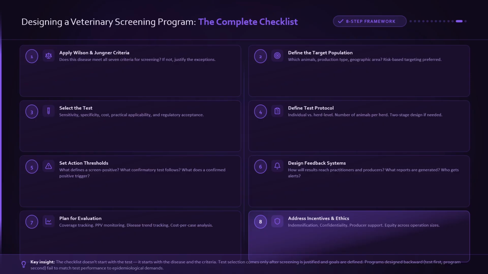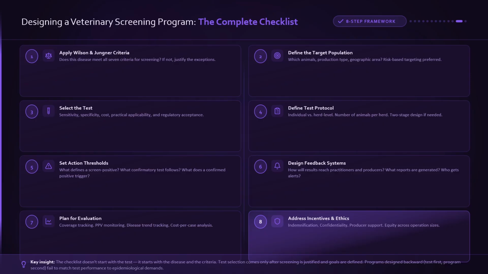Here's the thing to remember about this whole list. It does not start with the test. It starts with the disease and the criteria. Test selection only comes after screening is justified and the goals are defined. Programs designed backward, test first, program second, fail because the test never matches the real epidemiological demand.